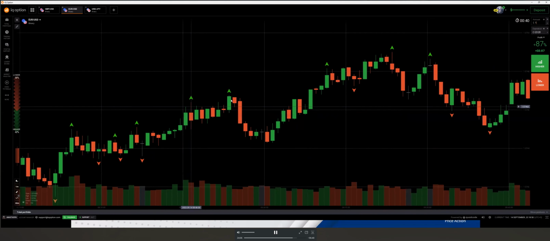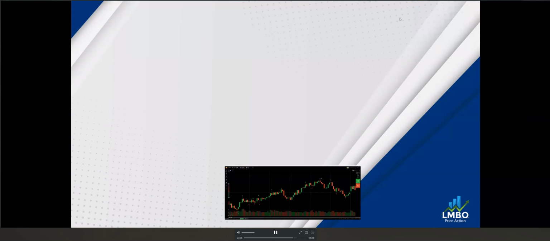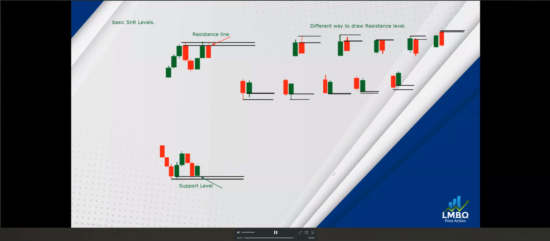Is there a stronger support? Yes, there are ways to identify which support is strong and which support is weak. We will first learn basic support and resistance, and then we will move to advanced support and resistance, in which we will learn which is strong, which is more accurate, which is sure shot SNR, and which is hidden SNR.